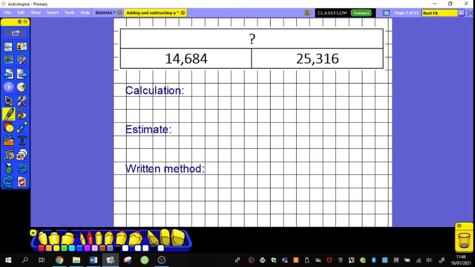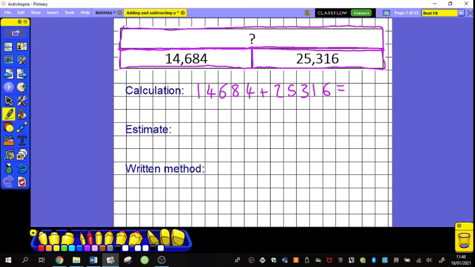Now if I take this bar, the 14,000 bar, and I add on this bar, the 25,000 bar, that's going to give me the whole thing. So in this calculation, I'm going to be adding 14,684, adding 25,316. There is my calculation. I pulled it out of the bar model.